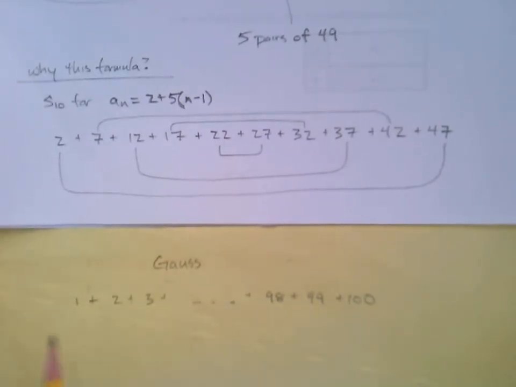There are 50 pairs of 101, right? 101, 101, 101. So what's 50 times 101? Well, that's going to be the sum of the numbers from 1 to 100, right? And you can get it in just a few seconds if you think of it that way. All right, anyway, interesting story.